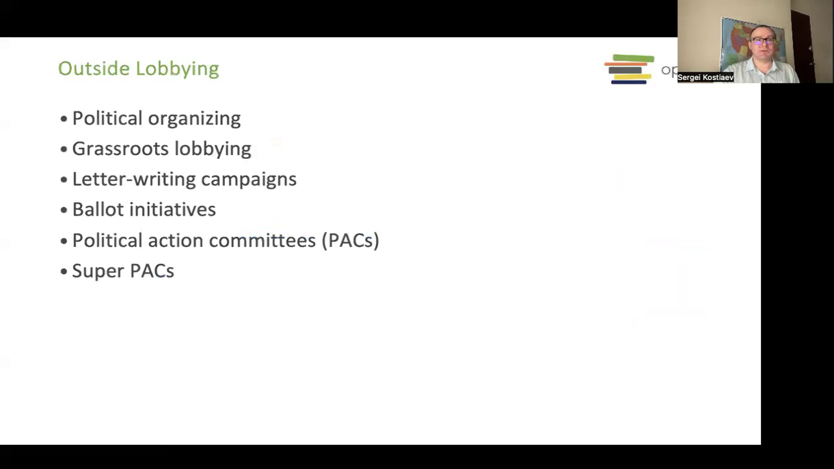Outside lobbying, political organizing. When you help a particular candidate run for office, do electoral help for the particular person. Grassroots lobbying, when you organize groups around particular issues and try to contact your lawmakers, letter writing campaigns, again, and this now happens in many ways. Initially, it was letter writing like 100 years ago or 150 years ago.